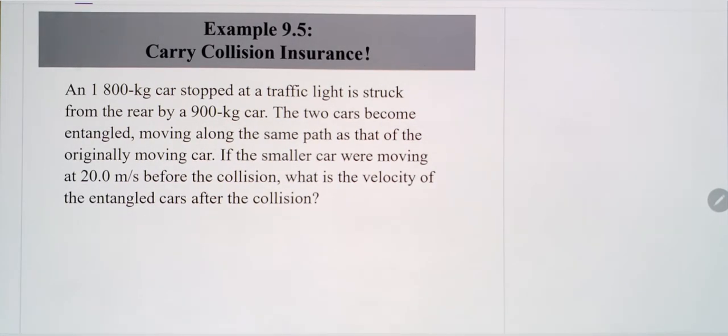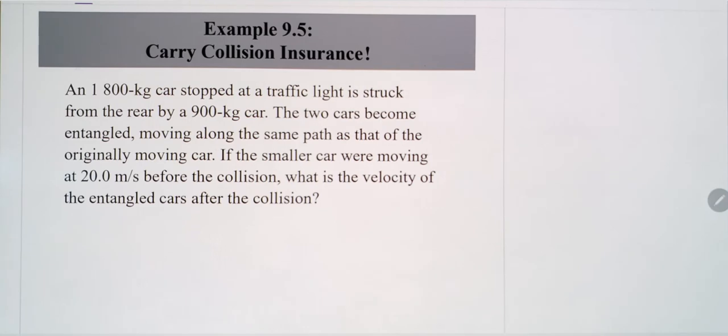So, an 1800 kilogram car stopped at a traffic light is struck from the rear by a 900 kilogram car. The two cars become entangled, moving along the same path as that of the originally moving car. The smaller car was moving at 20 meters per second before the collision. What is the velocity of the entangled cars after the collision?